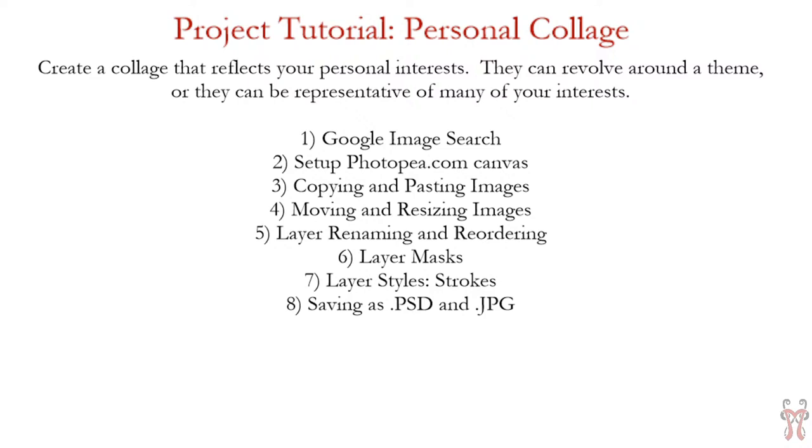What are we going to learn? We're going to learn how to use our Google image search. We're going to set up photop.com's canvas. We're going to copy and paste some images from Google image search into our canvas. We're going to move and resize the images. We're going to rename the layers and reorder those layers. I'm going to show you how to use layer masks, which is how to hide certain parts of pictures. And I'm going to show you how to use layer styles to be able to add some strokes around the outside of your images. Lastly, I'm going to show you how to save as a Photoshop document and a JPEG file.